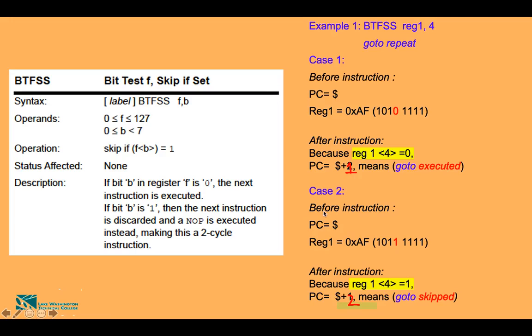And in the second case, we have this instruction. We have a file register with the hexadecimal number BF, and in this one we are going to test the 4th bit. You see the 4th bit is 1. And if the 4th bit is 1, then what is going to happen? The next instruction is skipped. That's why you see here go to is skipped. And this is a 2-cycle instruction. So this is pretty similar to the previous one. The only difference is it is looking for a set value, whether it is set or not. And if it is set, then it is going to skip the next instruction.